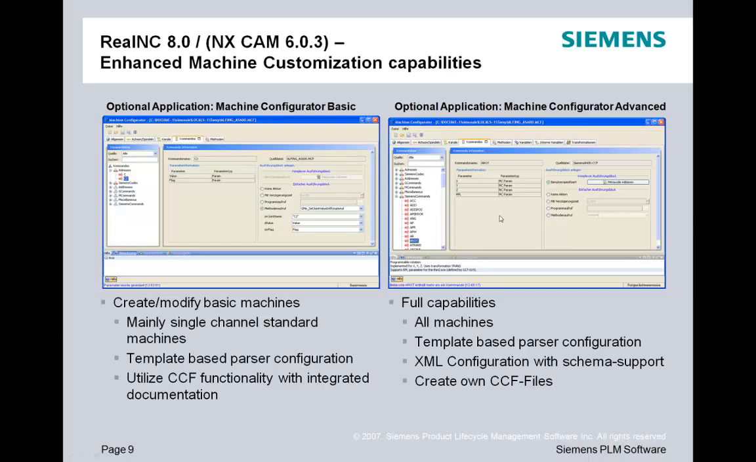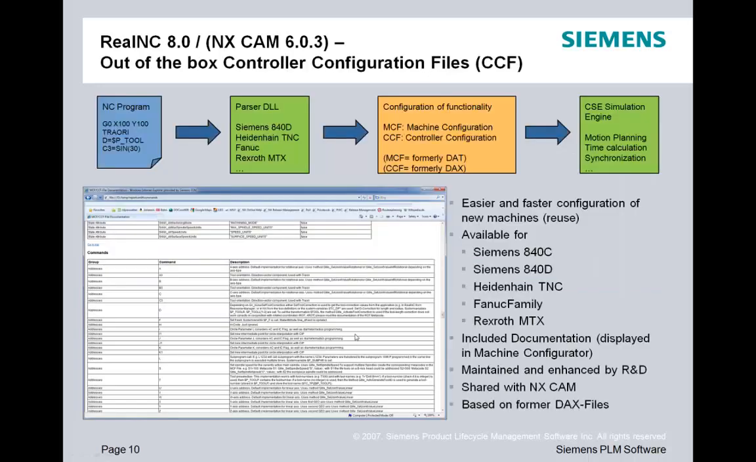So much for a quick demo. Like I said, the advanced version gives you full access. The basic version allows you to create new machines, mainly for single channel machines, to reduce the complexity. That is what you can mainly cover with the basic version, and to create new machines based on CCF files, to reuse functionality that we have provided out of the box with the NX installation.